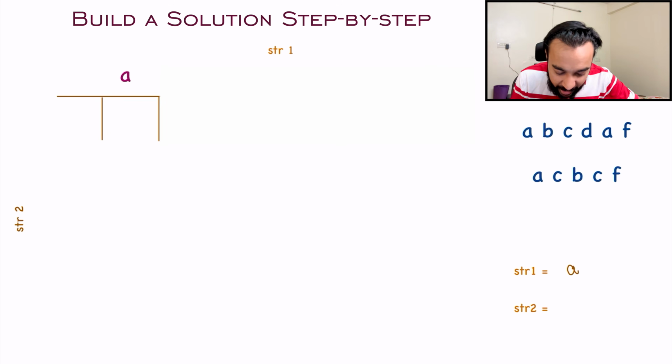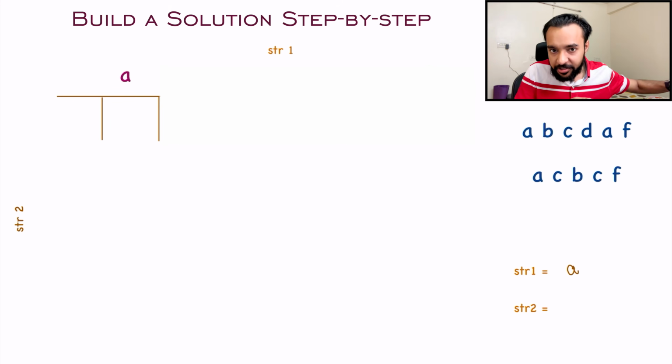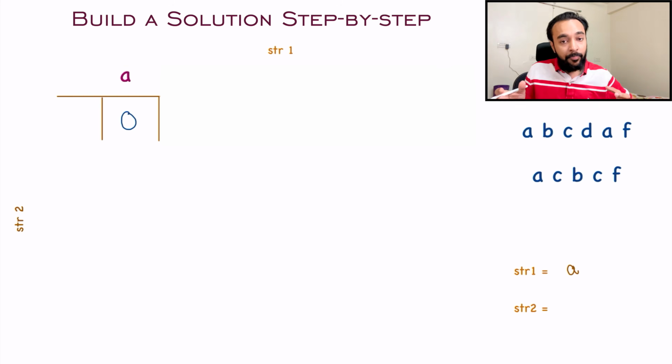So I can write down that when I have only one character, that is A, and no other string to compare it with, what will be my answer? My answer will be 0, right? Because this is the length of the longest common subsequence that you can form, right?